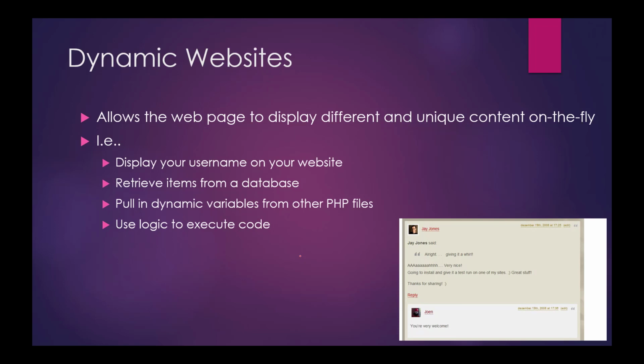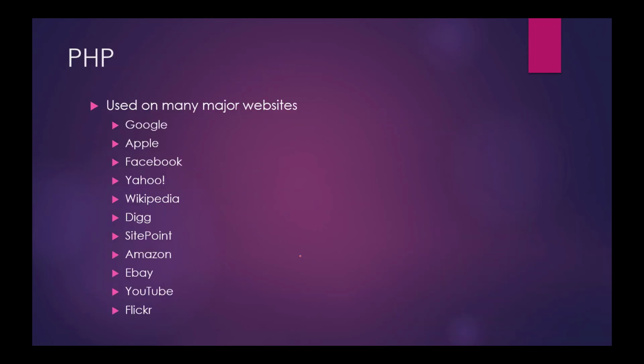This list may or may not be up to date from when I copied and pasted it, but major websites that use PHP in some way, shape, or form: Google, Apple, Facebook, Yahoo, Wikipedia, Digg, SitePoint, Amazon, eBay, YouTube, and Flickr. Now again, given the disclaimer, in some way, shape, or form. Facebook used to be entirely just PHP. Now they use their own custom version that's based off PHP, but it's its own custom thing now because again, it's open source, so they were able to do that. But in general, a lot of major websites still use PHP in some way, shape, or form because it works pretty well.